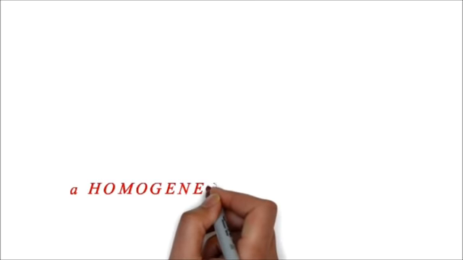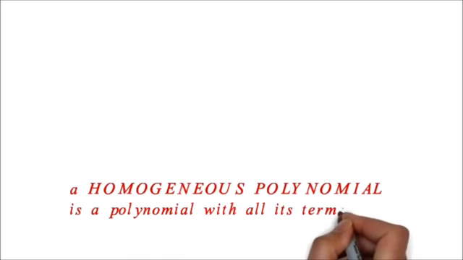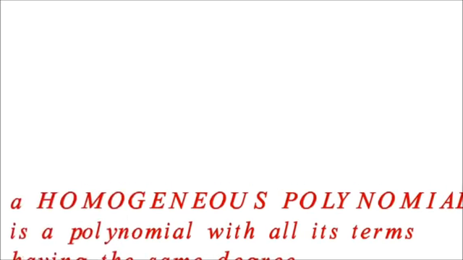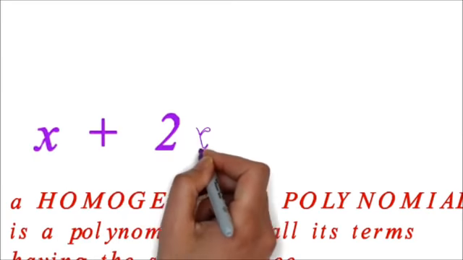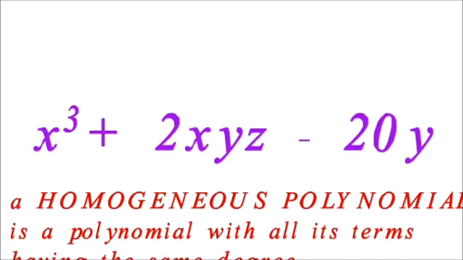A homogeneous polynomial is a polynomial with all its terms having the same degree. Example: x cubed plus 2xyz minus 20y cubed. Here, all the terms have a degree of 3.